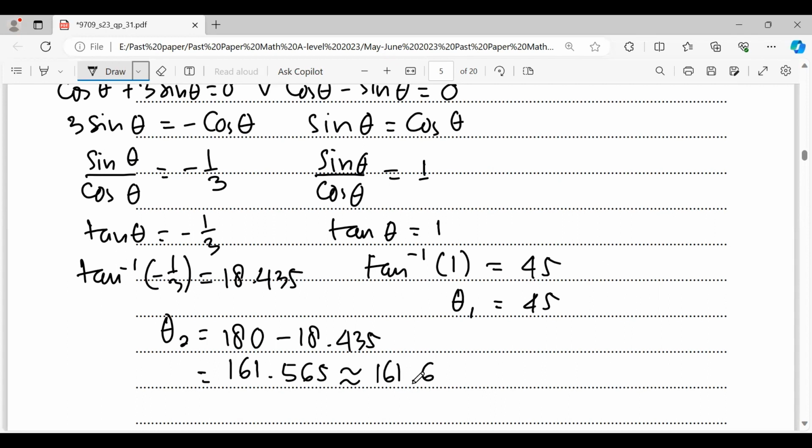So there are two values of theta because tangent is positive in two quadrants, okay. This quadrant and this quadrant, okay. First quadrant and the third quadrant, okay. So from 45, yeah, from 45, this, and on this area first, and this area as well, okay.